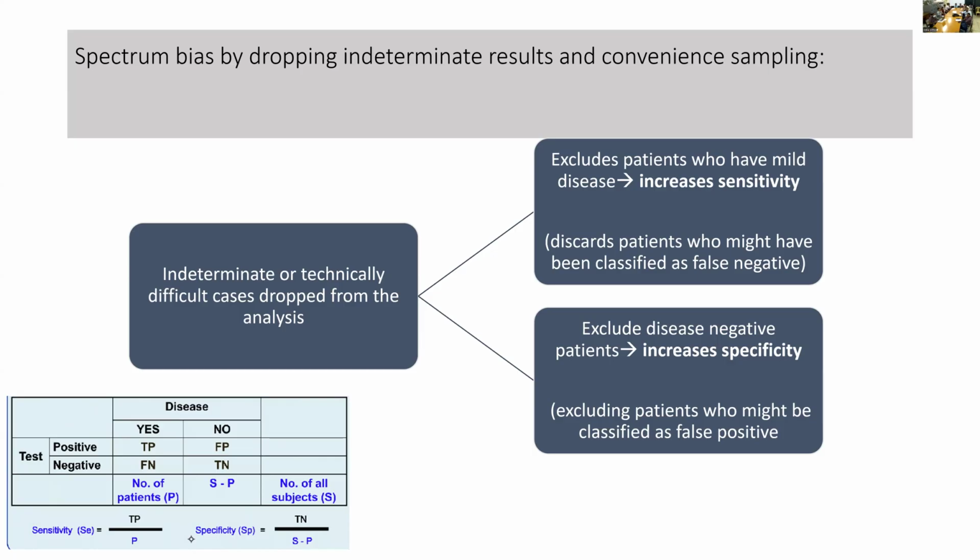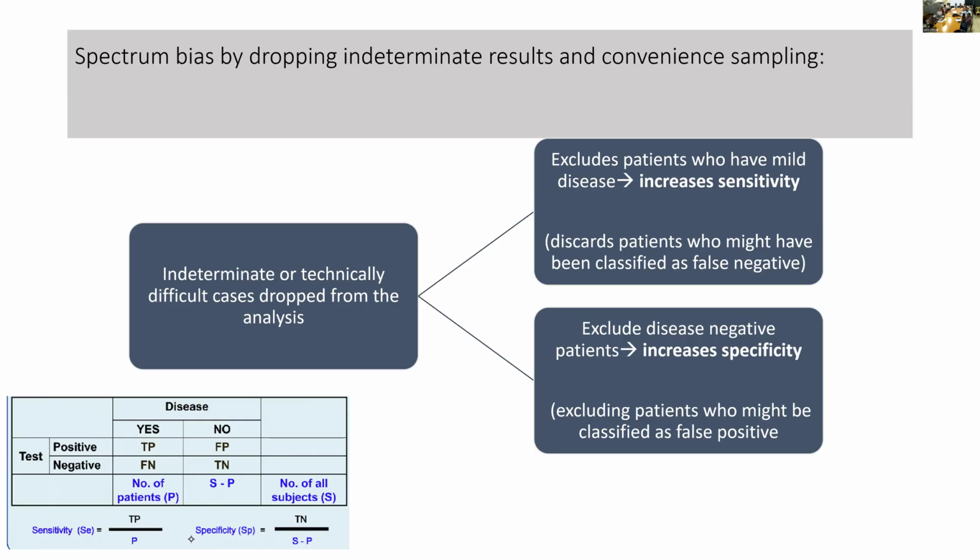Suppose the patient actually had a mild disease and I falsely interpret it as negative. Then what happens when I discard that sample? I'm actually discarding a false negative sample. So my sensitivity will increase. On the other hand, the patient didn't have the disease, but when I'm looking at the indeterminate result, I might have labeled it as false positive. Then if I exclude that sample, the specificity of the test will increase. So that's how you get the spectrum bias by dropping indeterminate results.